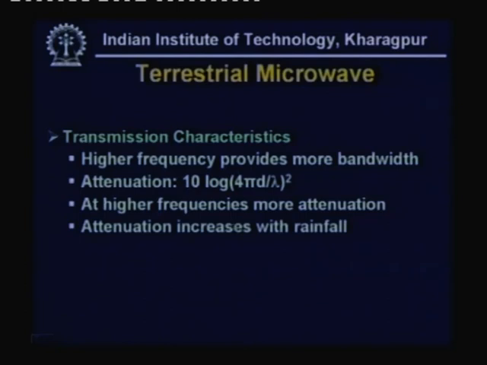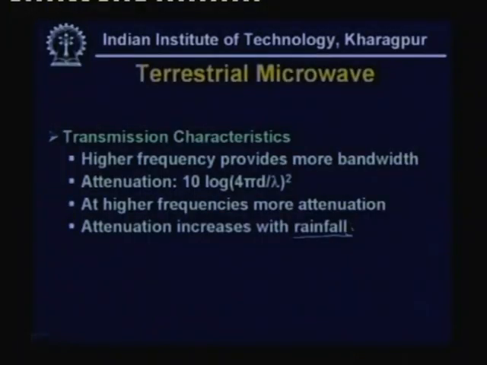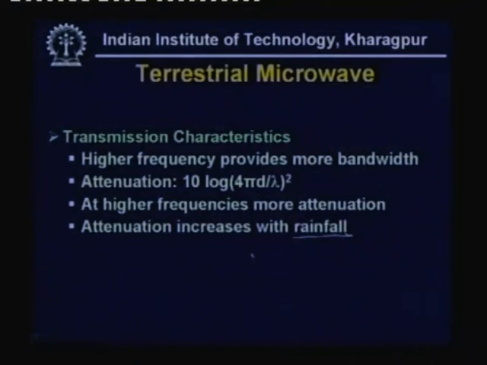For microwave signals, attenuation increases with rainfall. This is a very important factor. That means the frequencies within this range are affected severely by rainfall. Apart from distance and frequency, you can see rainfall plays a very important role in attenuation. So, when the weather is bad, in rainy conditions, the signal will be poorer, and that is the reason why more error occurs during rainy seasons. The signal to noise ratio degrades, and as a result more error occurs in the signal.